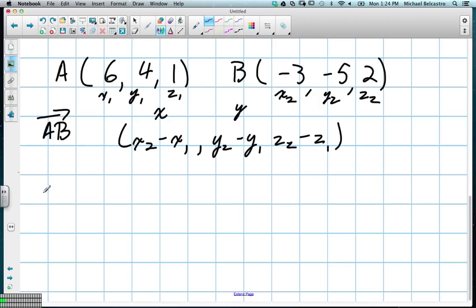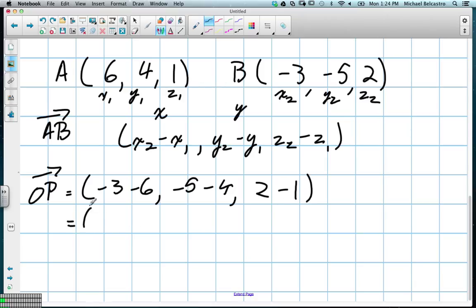We're going to take all these values and we'll get a directional vector when we put it into this process. We'll call it vector OP for a positional or directional vector. x2 being -3, x1 being 6, y2 being -5, y1 being 4, and z2 being 2, z1 being the value of 1. We're going to end up with -9, -11, and 1. Okay, so our positional vector is at this point from the origin. Now that we have that, we can go very easily into our vector form of a line.